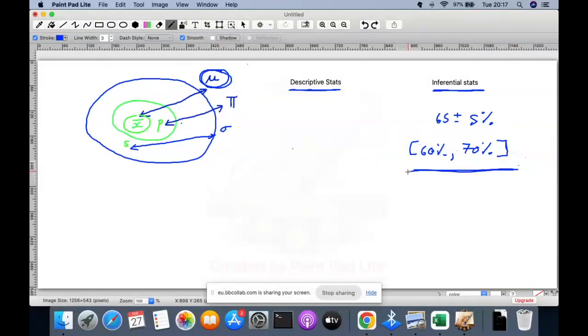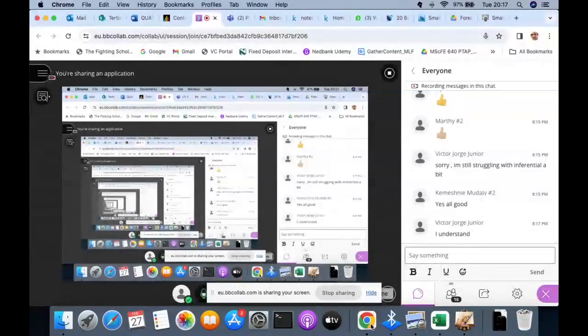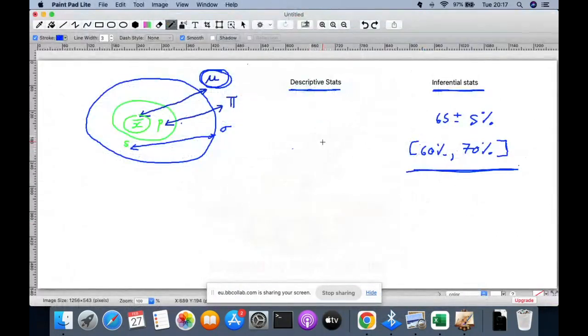So that is an example of inferential: using the sample to infer what the true value is. Does that make sense, Victor? Great, great. Okay, so I'm going to move on to the next part.